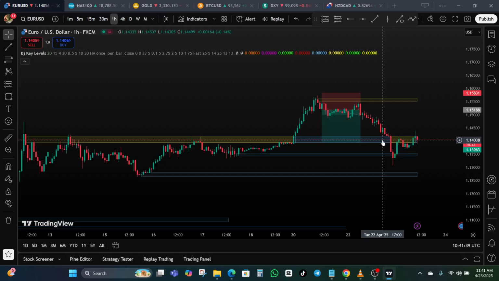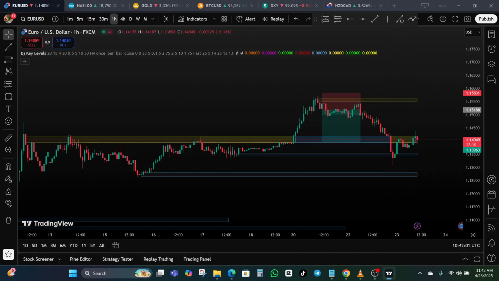Now, one major tip: do not ignore the context. Is the market trending or ranging? Are you trading into news? Are there multiple confluences? You want to stack the odds in your favor. The Bjorgum key levels help you narrow your focus, but it is your price action reading that seals the deal.